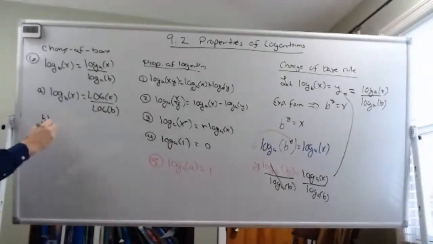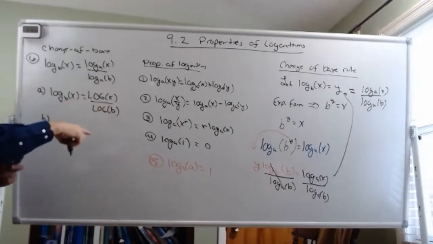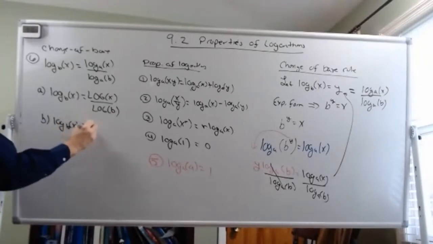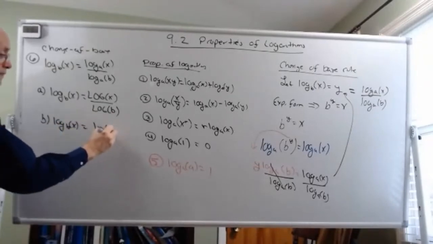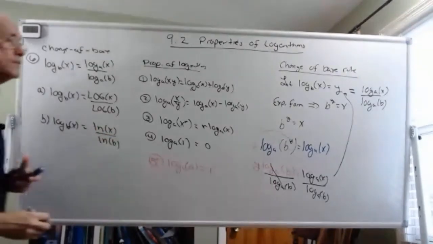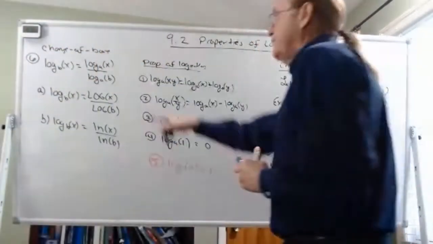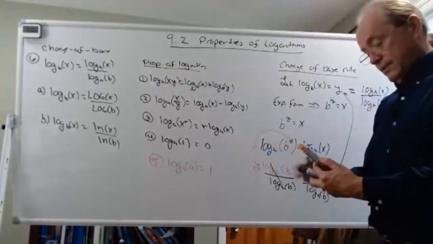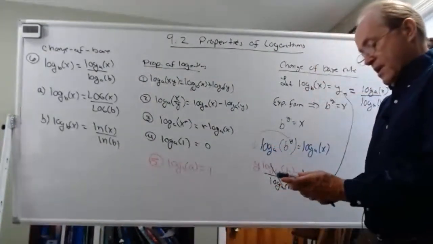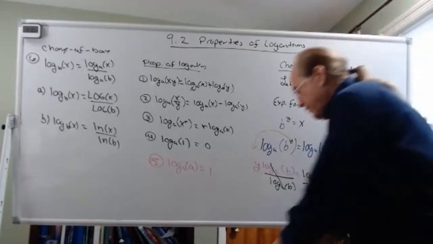Or the second one, because these are both buttons on your calculator. The second one that you also see, and the one that I usually use more often than not, is the natural log. And here's our little proof of that change of base formula now.